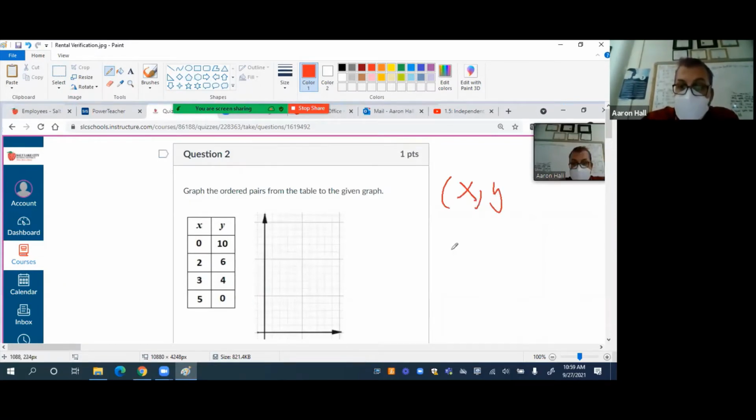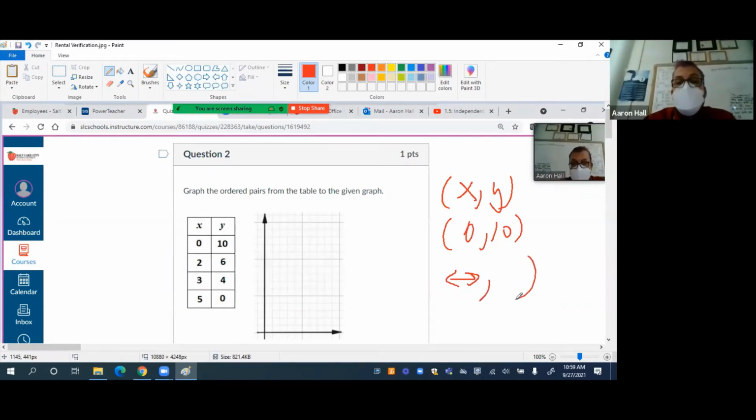We have 0, 10. What does the X do? What direction is the X? That's my left-right direction, right? What's the Y? That's my up-down value. So I'm going 0 spaces left or right. I'm going to start at the origin, 0 spaces left or right, and then 10 up. Well, if this is 5 and this is 10, we're looking at a point right there on the graph.